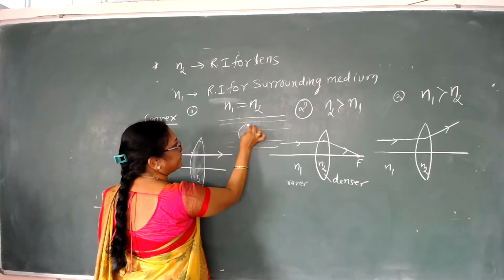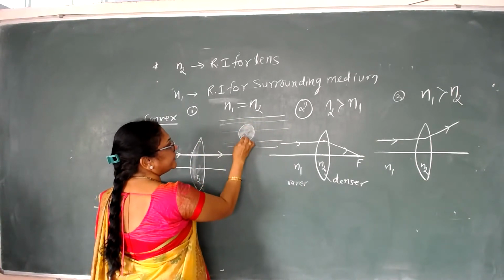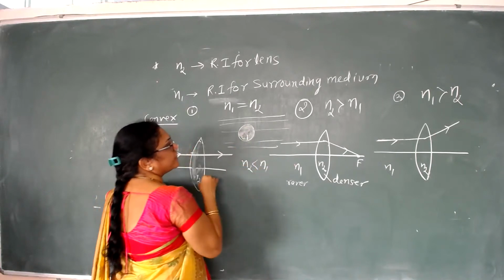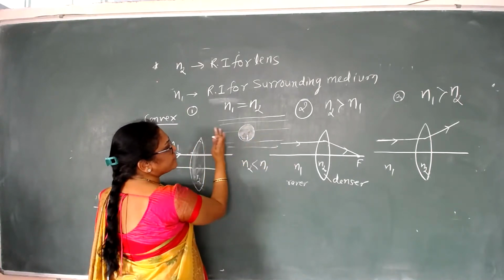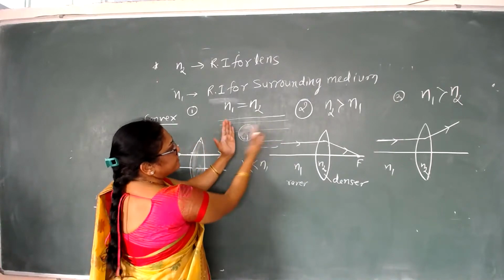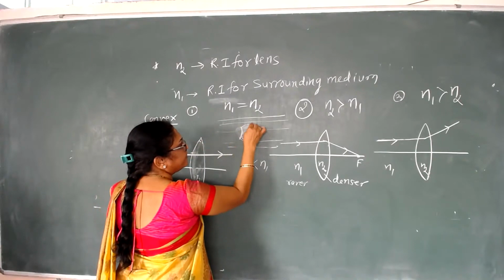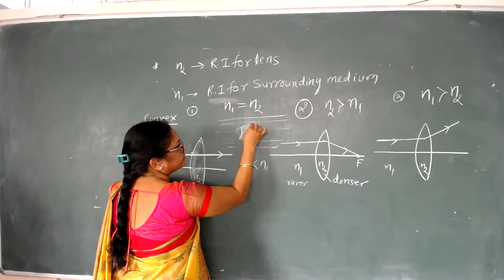This is the air bubble. So air bubble means here N2 is less than N1. So at that time the refractive index of the surrounding is more. So pressure takes place and this works as a concave. So at that time it looks like a concave.